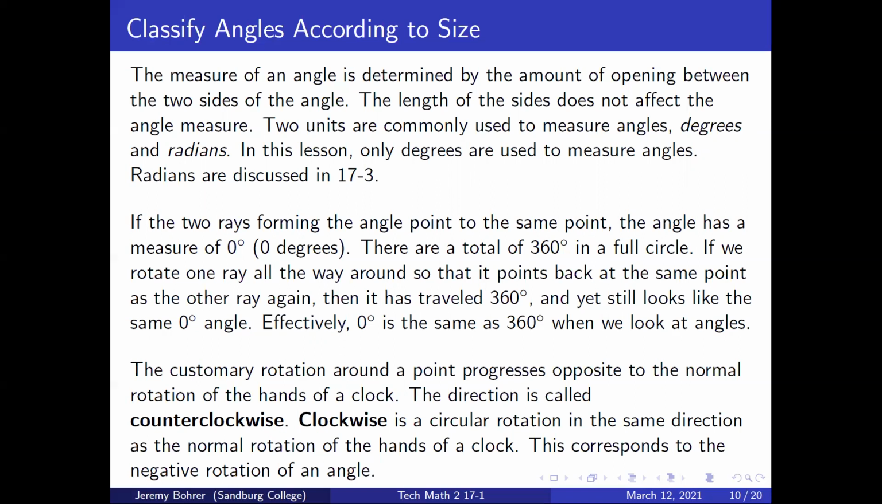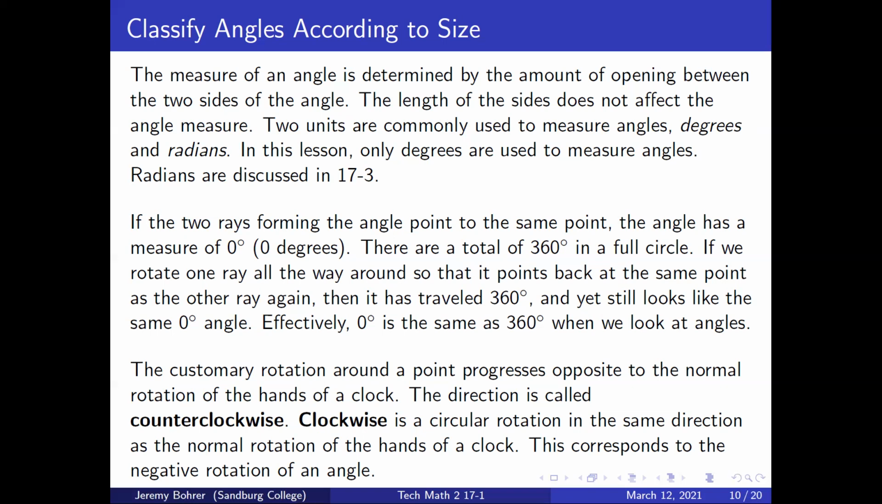If the 2 rays forming the angle point to the same point, the angle has a measure of 0 degrees. There are a total of 360 degrees in a full circle. If we rotate one ray all the way around so it points back at the same point as the other ray again, it has traveled 360 degrees and yet still looks like the same 0 degree angle. Effectively, 0 degrees is the same as 360 degrees when we look at angles.